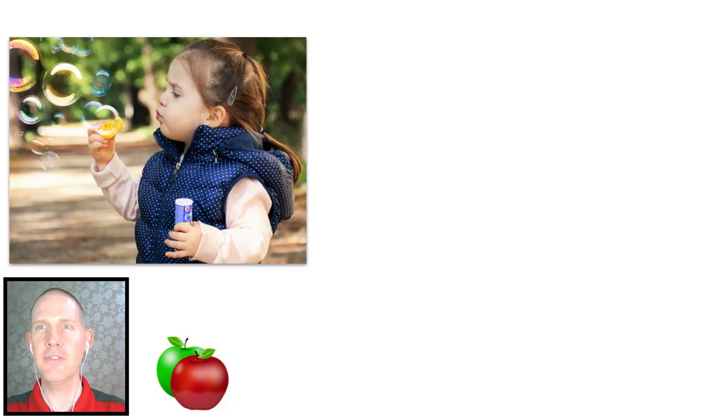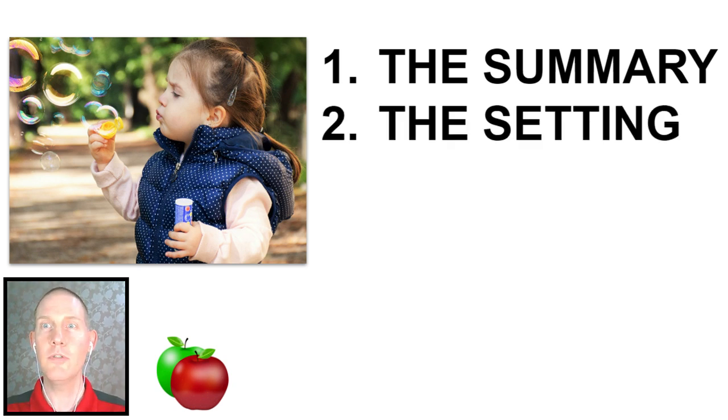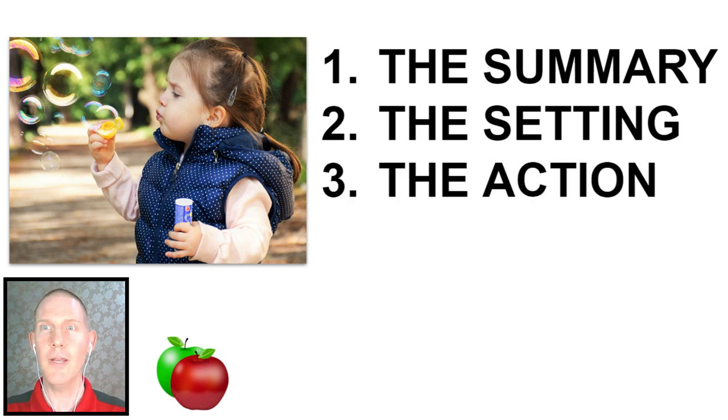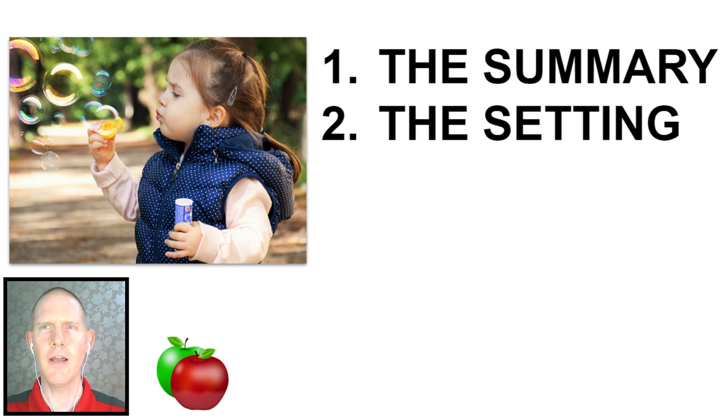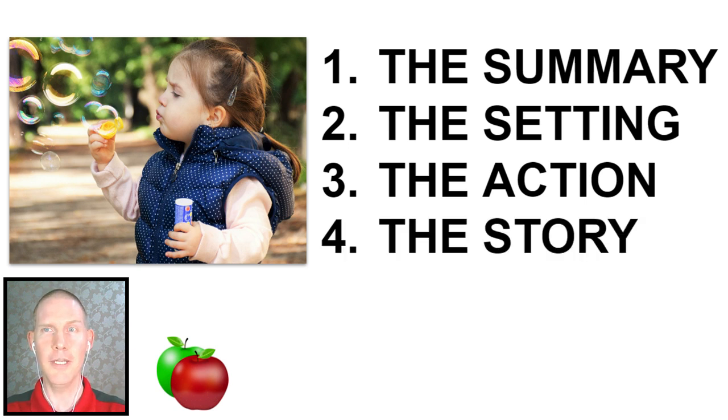Okay, so what are we going to do today? Great question. Well, first we're going to use this picture. We're going to do a summary, and we'll give you a nice, easy way to explain what you see in the picture. Then we're going to describe the setting in detail, and describe the action. So if the setting is the time, the place, the location, the action is the people, the movement. What are the actions? What's happening in the picture? Then we're going to do the story. I add a little bit extra to make the picture a little bit more interesting.